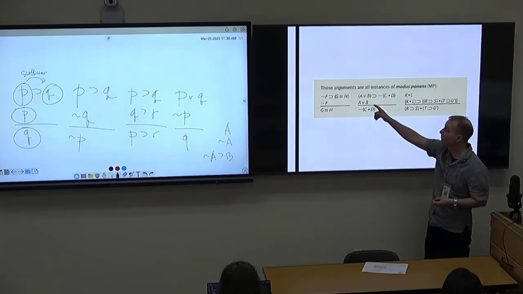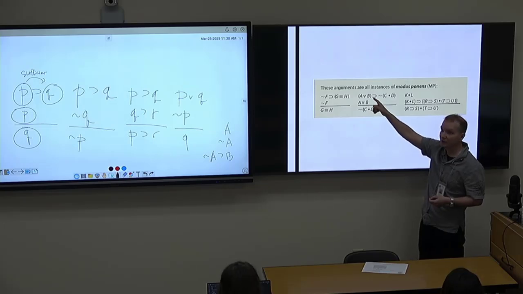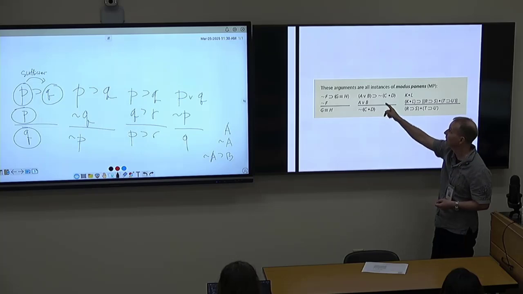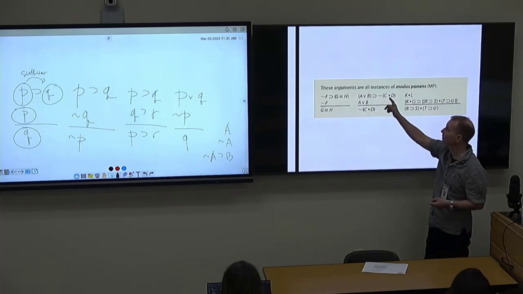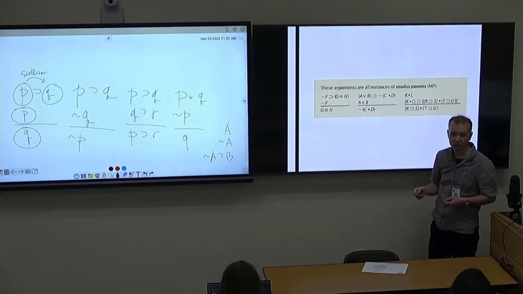Same thing here. A or B. Well, if that is our P, we are repeating it here, so our second line is also P. If not C or D is our consequent, we're repeating it here. So if this is Q, this is also Q.